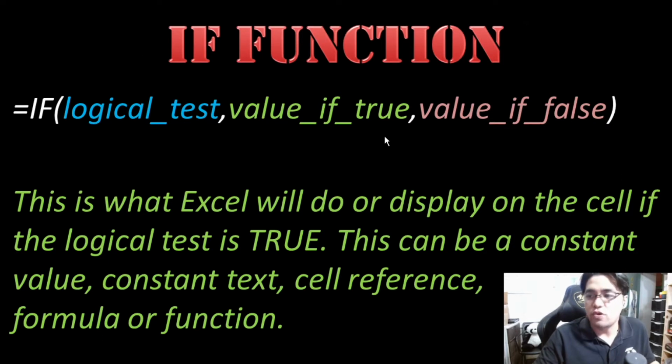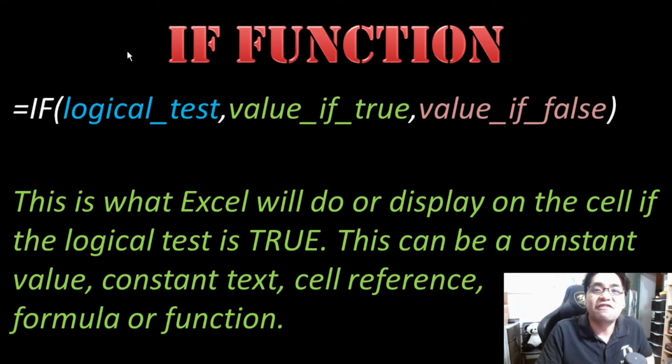The value if true can be a constant value, a constant text, a cell reference, a formula, or a function. Now, I want you to pay close attention to the last part of this definition. In other words, the value if true can be a function. After the logical test turns out to be true, the value if true can be a sum function, an average function, a trim function, an upper function, and yes, even another if function.